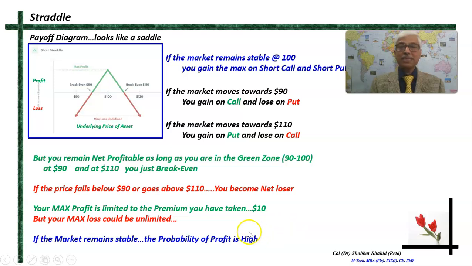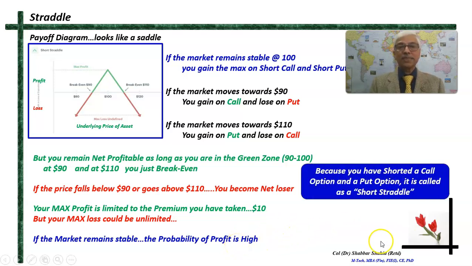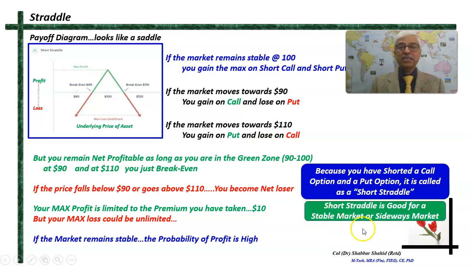But if the market remains stable, again, your profit will be high. So you have seen that because you have gone short on both the legs, that is why it is called a short straddle. Got it? It looks like a straddle first of all, but why short? Because you have gone short on the call and put. And the short straddle is good for a stable market or a sideways market.